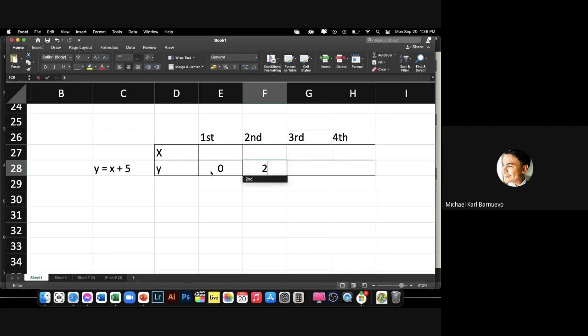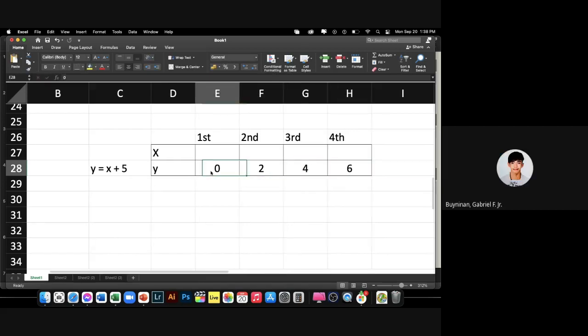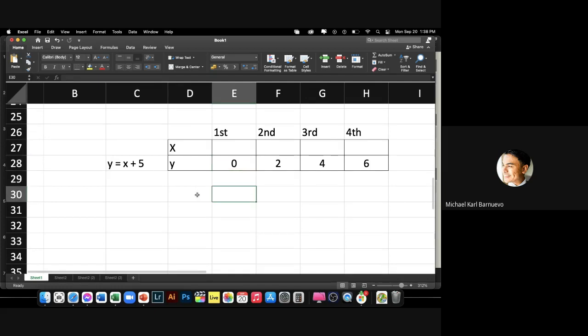0, 2, 4, and 6. Okay, let's compute for x. Paspasan na natin. y, 0 is equal to x plus 5. Transpose natin si 5 sa kabila. Lipat natin tong si 5 here. So that is negative 5 is equal to x. Baliktarin lang natin, x is equal to negative 5. So let's put negative 5 here. First coordinate, negative 5, 0.